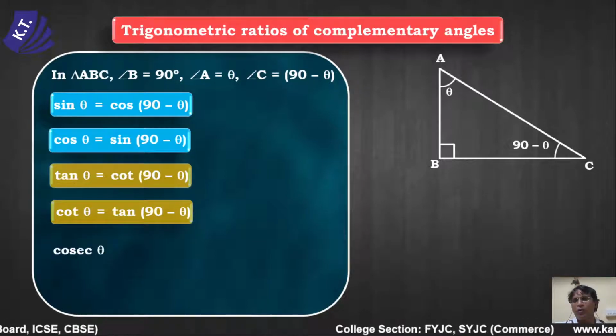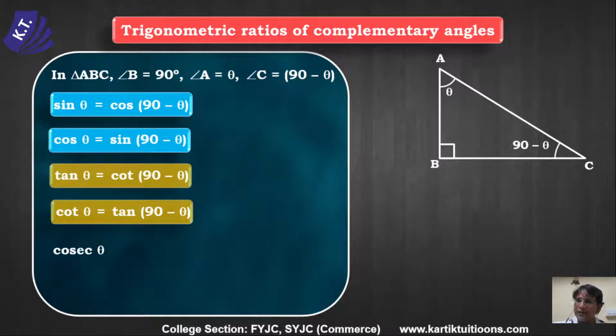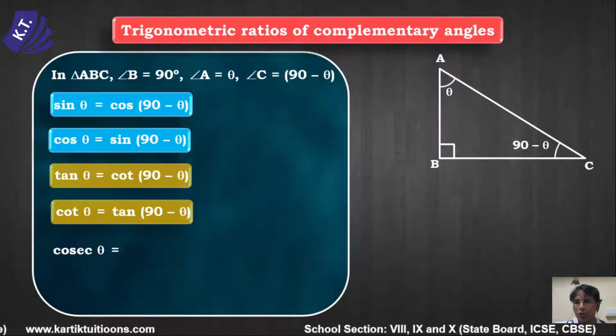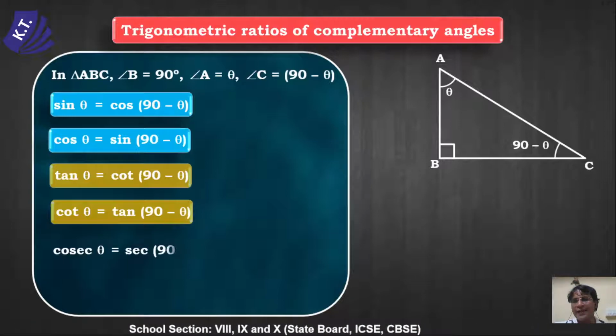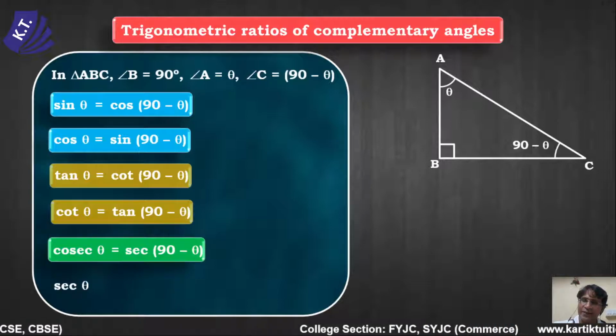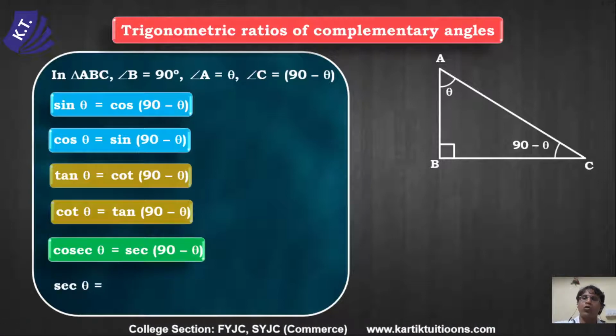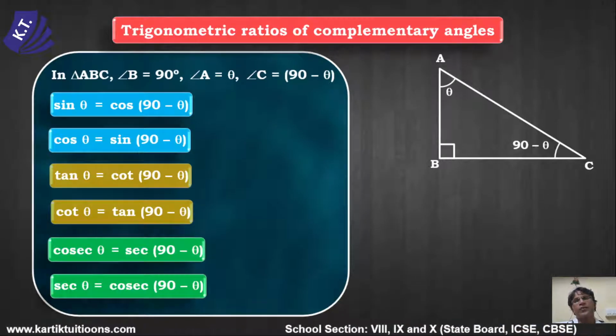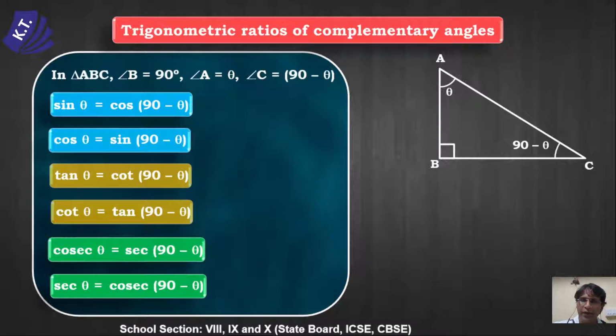If I talk about cosec theta, it has sec theta as its complementary trigonometric ratio. So cosec theta will become sec 90 minus theta. And if I talk about sec theta, then sec theta is equal to cosec 90 minus theta. So these are the 6 formulas which are related to trigonometric ratios of complementary angles.